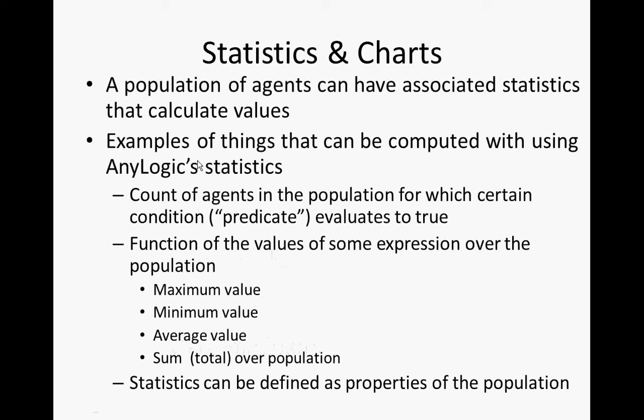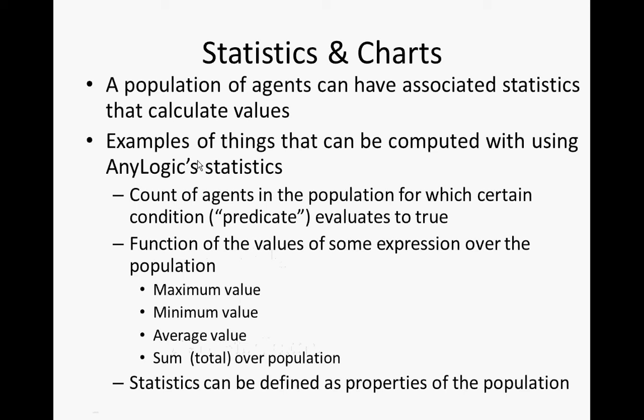And it defines something called a statistic, okay? A statistic is defined over a population, over a collection of people. It has built-in support for a variety of types of information. Statistics can be defined as properties of the population.